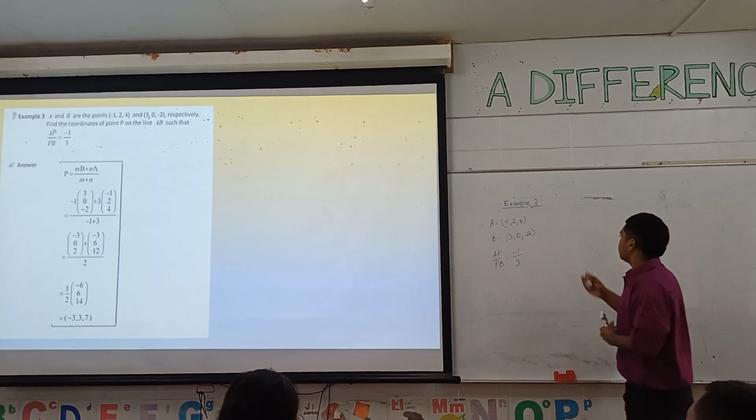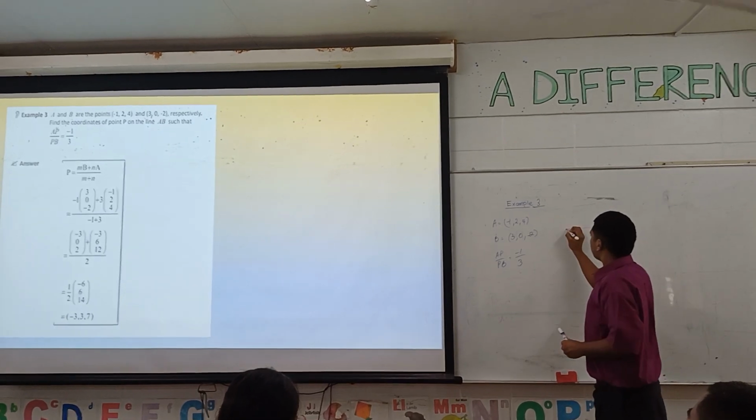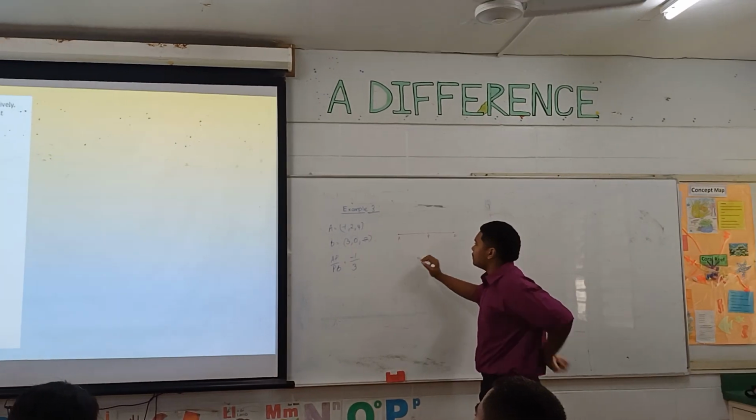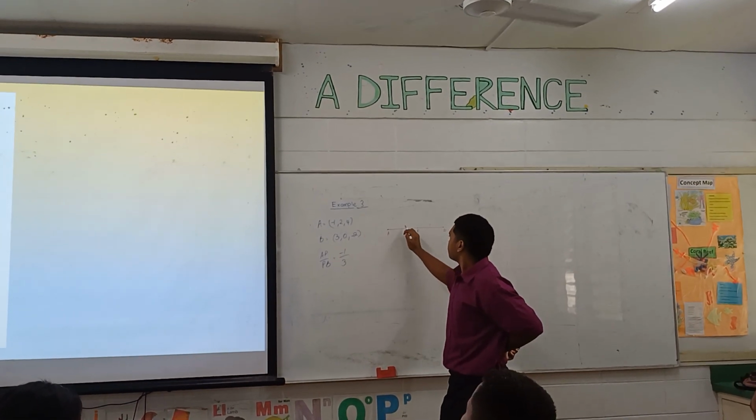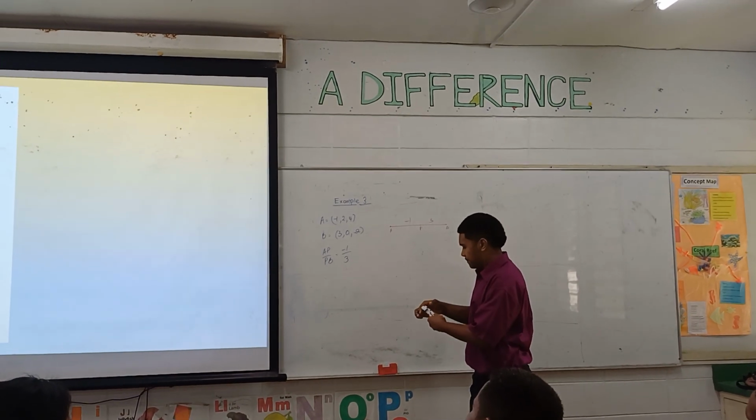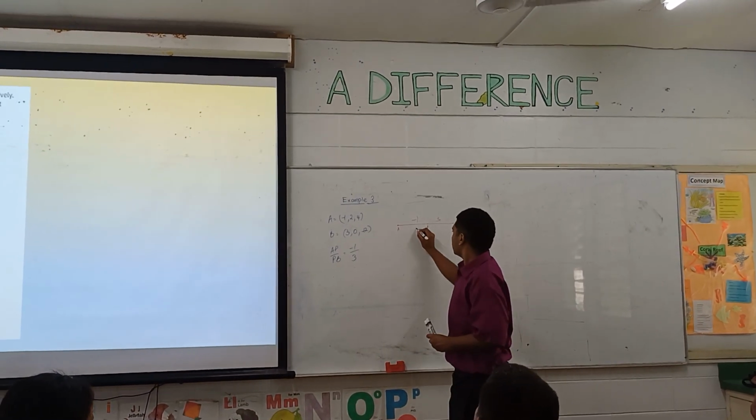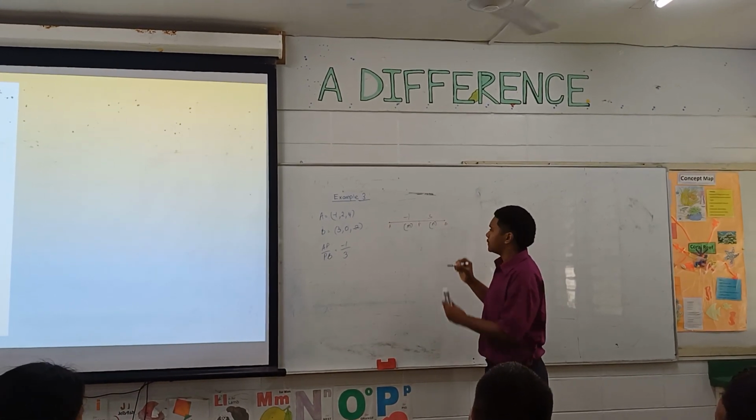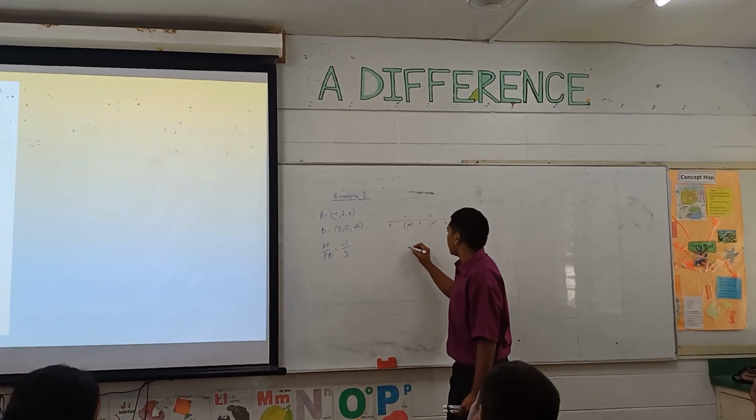Now you draw the line. Draw the line. This is your A. This is your B. This is your P. What is your A to P? Minus 1 and P to B. What is your value of M? Right, M. What is your value of N? 3. Correct. Now substitute into the formula.